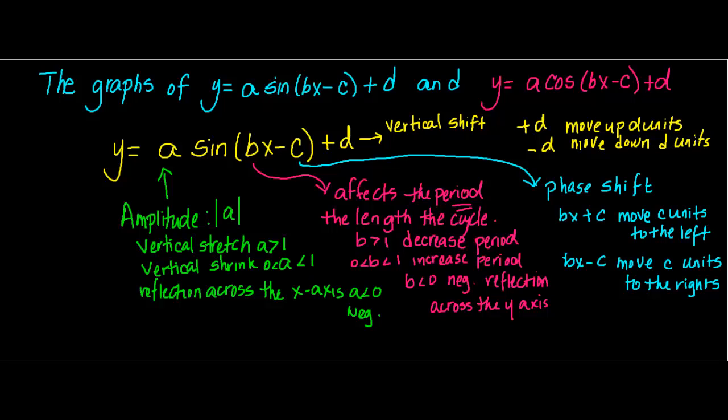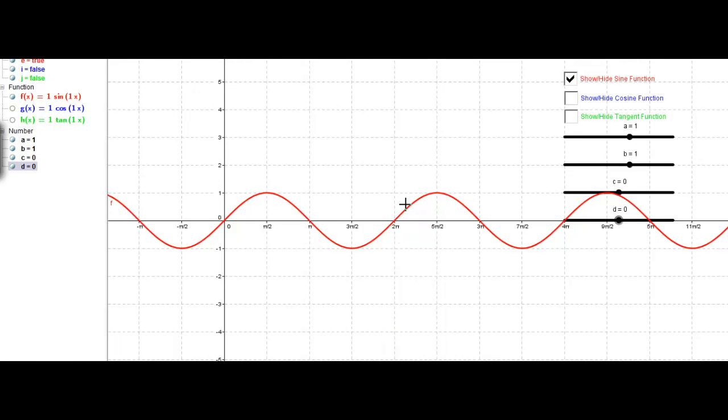Okay, and now I have a program here in GeoGebra, and I want to show you what that looks like. Here we have the sine function, and notice that here is what the function looks like right now. This is just the basic sine function with a coefficient of 1, which is the amplitude. Notice that 1 is the maximum value, and I have a 1 for b. Remember that b is the length of the cycle. So since it's 1, then this cycle has a length of 2 pi, which is the period for sine.